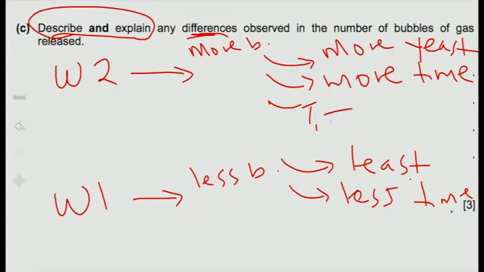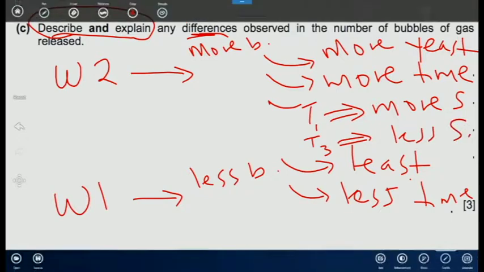Trial 1, because you had more bubbles, chances are there was still a lot of sucrose in trial 1. I'll write T1 for trial 1, and then more S for sucrose. In trial 3, all right, less sucrose.